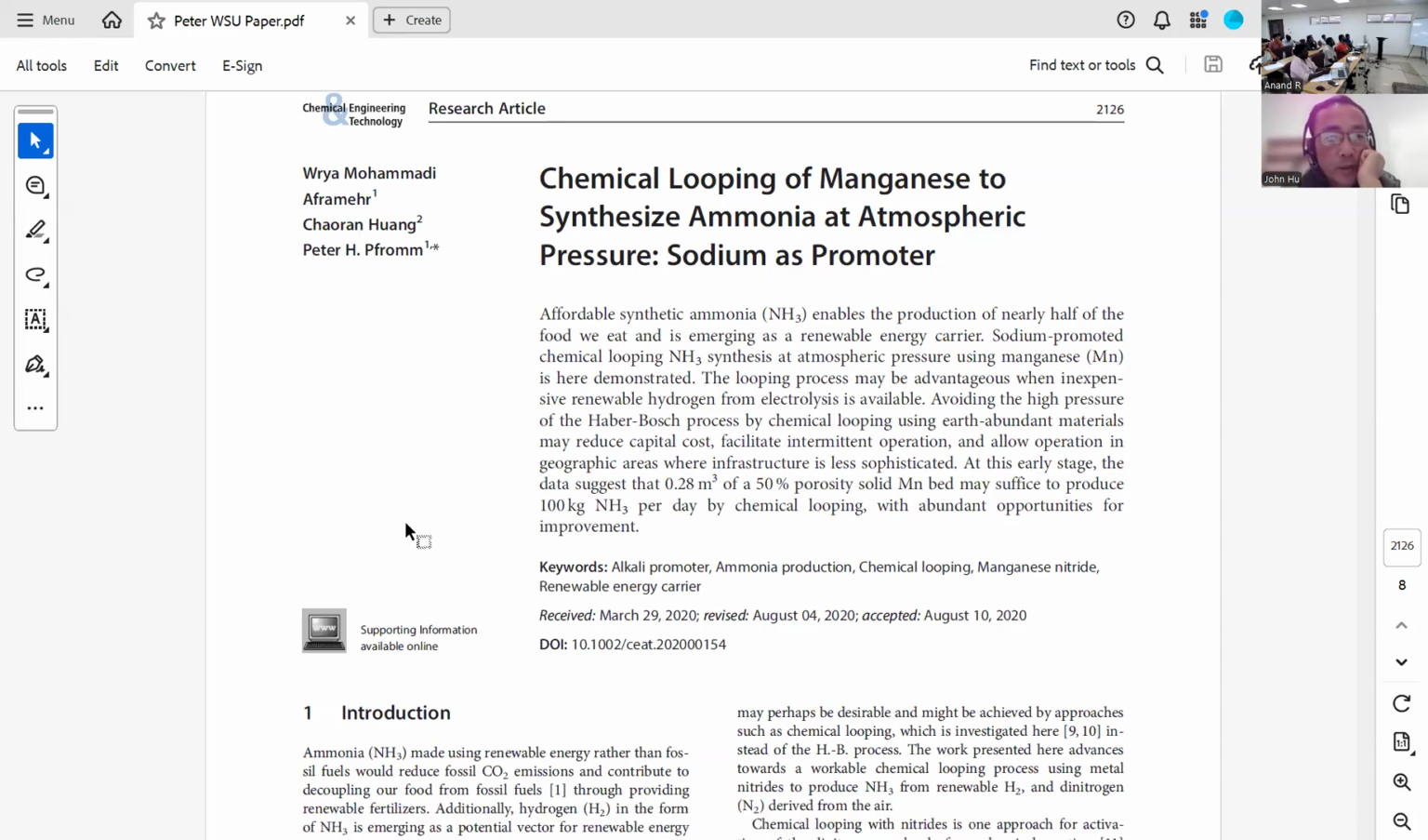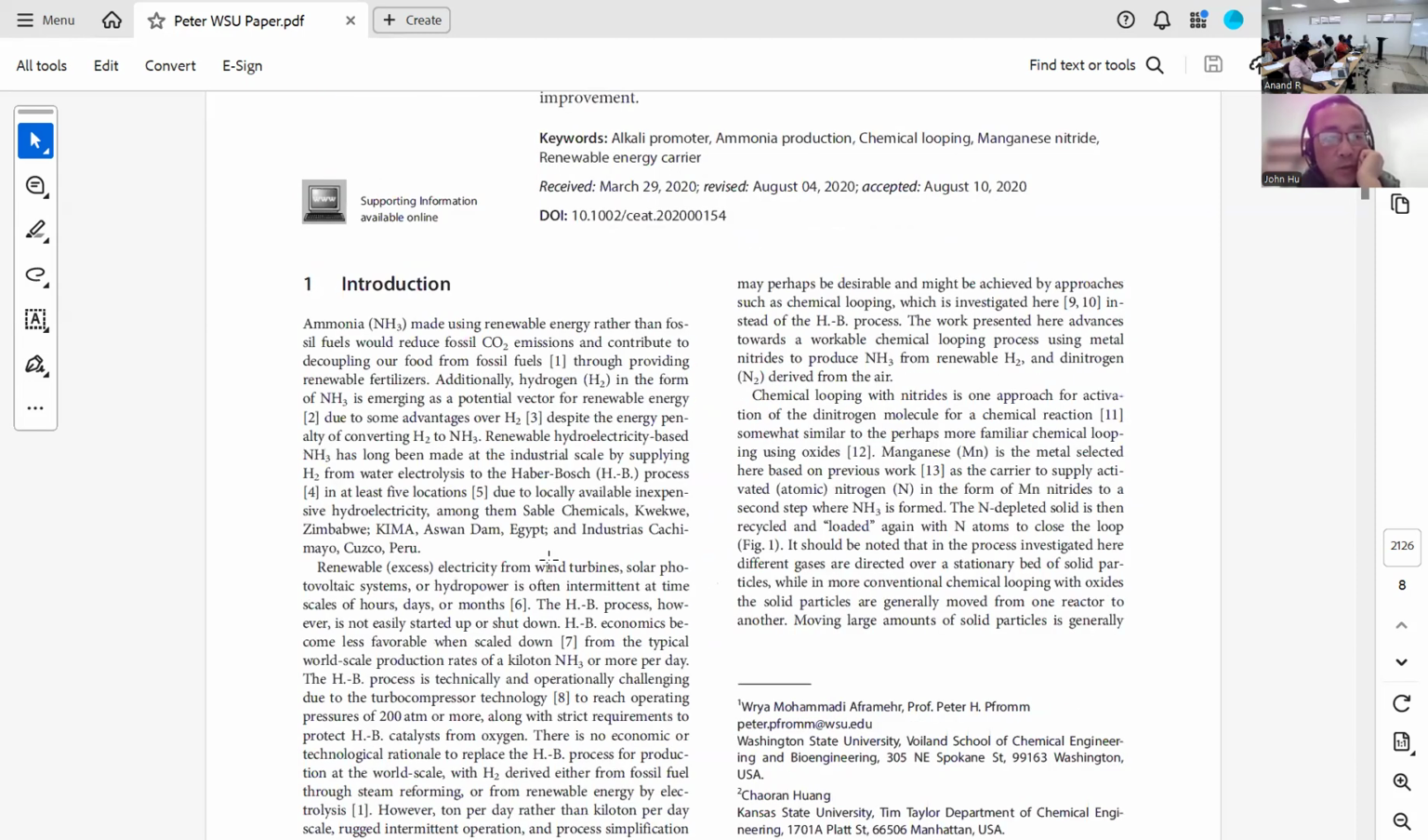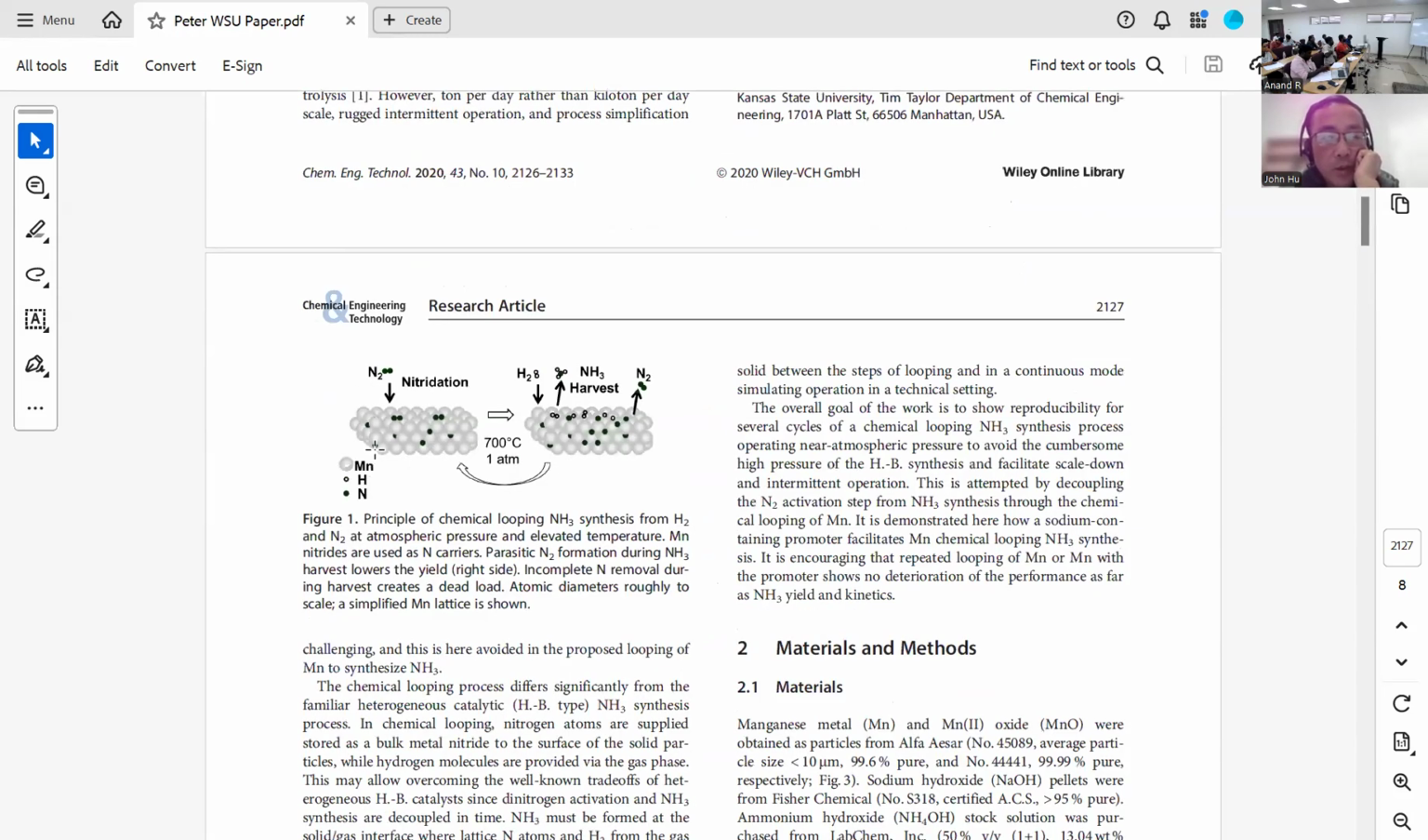Okay. So this paper is by this gentleman whose name is Peter Fromm. Actually, I know him very well. He did chemical looping using conventional heating. If you haven't read this paper, it's okay. Then I want to show you what I need from you. Remember this diagram? I showed you the chemical looping.